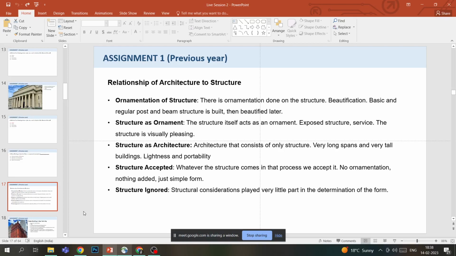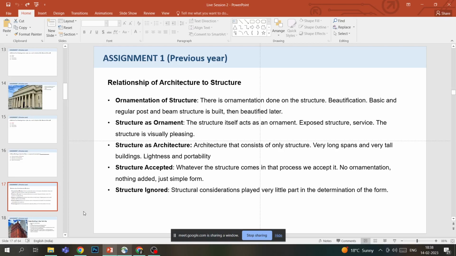You're not putting any extra thing on it, you're not doing any ornamentation, you're not modifying it. It's a very simple form, and the structure has just been accepted, however the structure came out while in the process of designing, you have accepted it. And then the last part is structure ignored.